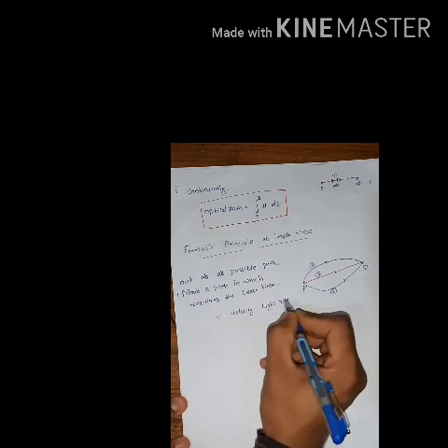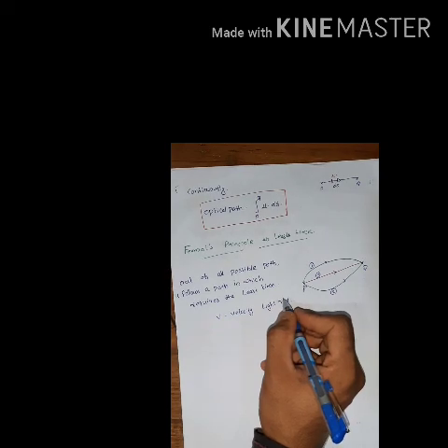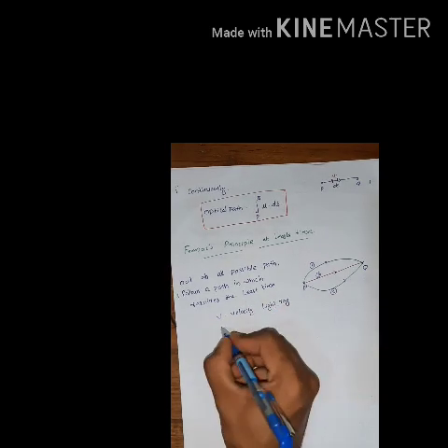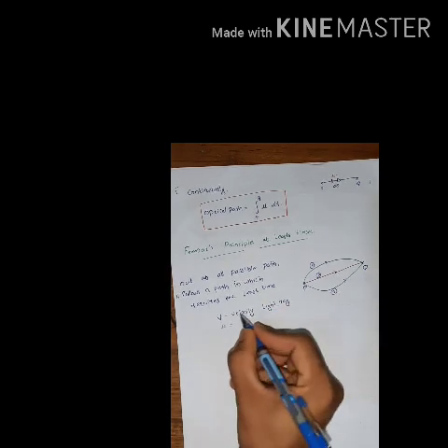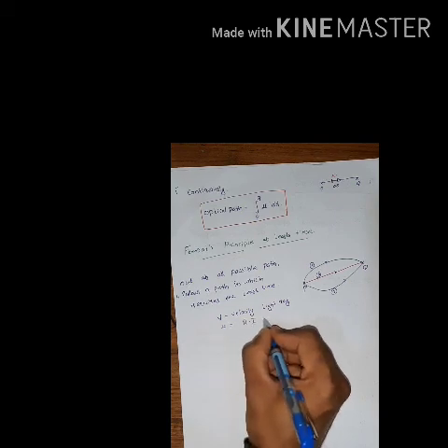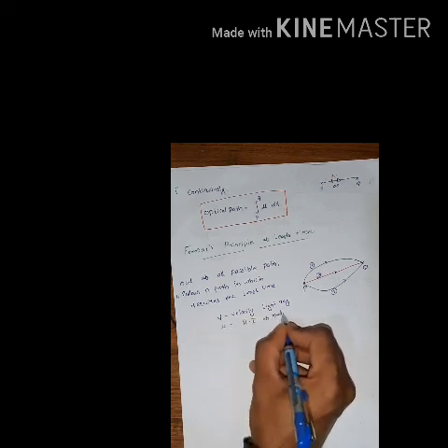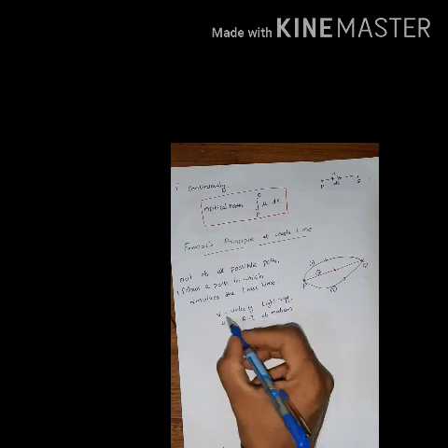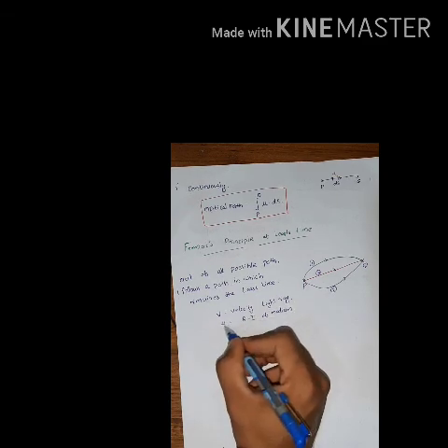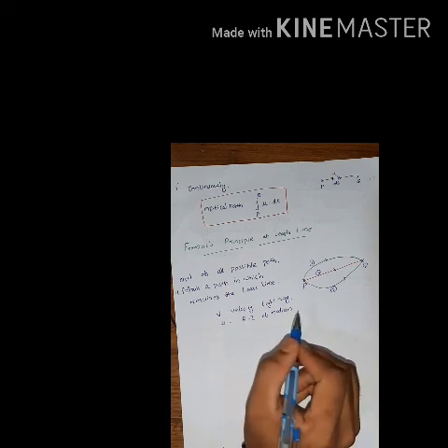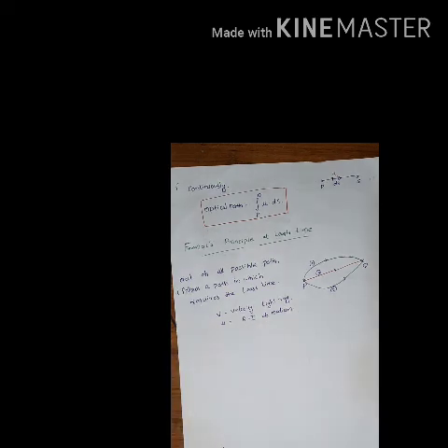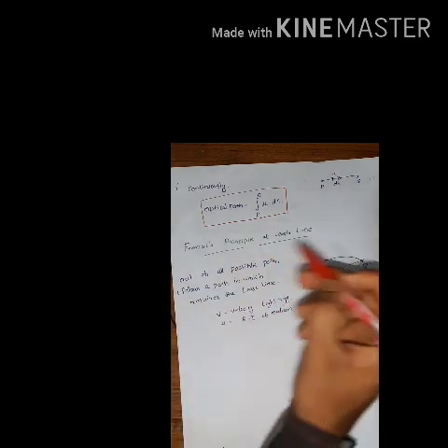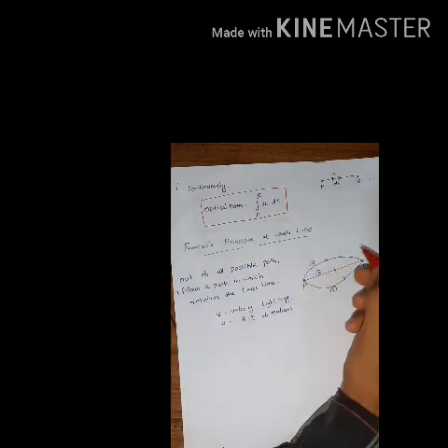V is the velocity of light ray, and mu is the refractive index of medium, because this velocity is dependent on the refractive index of medium. If the medium changes, velocity will also change. And let us consider a particular path, the first path or second path, either one.